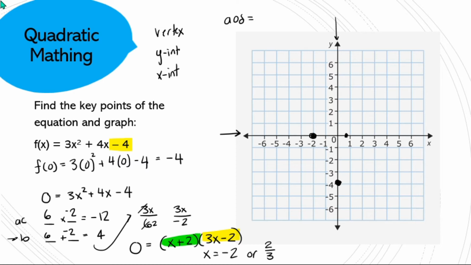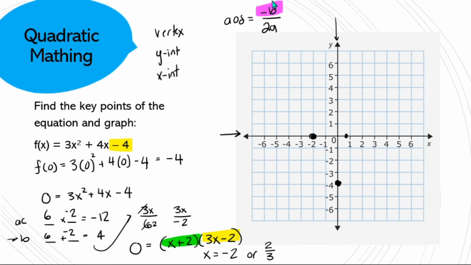You could use the 2 roots, add them together, divide by 2. You can also use this cheat formula, negative b divided by 2a, where b is going to be 4, and a is going to be 3. So we're going to have negative 4 divided by 2 times 3. And we're going to get the axis of symmetry is happening at negative 4 over 6, which is the same as negative 2 over 3. So I have an axis of symmetry right along here.